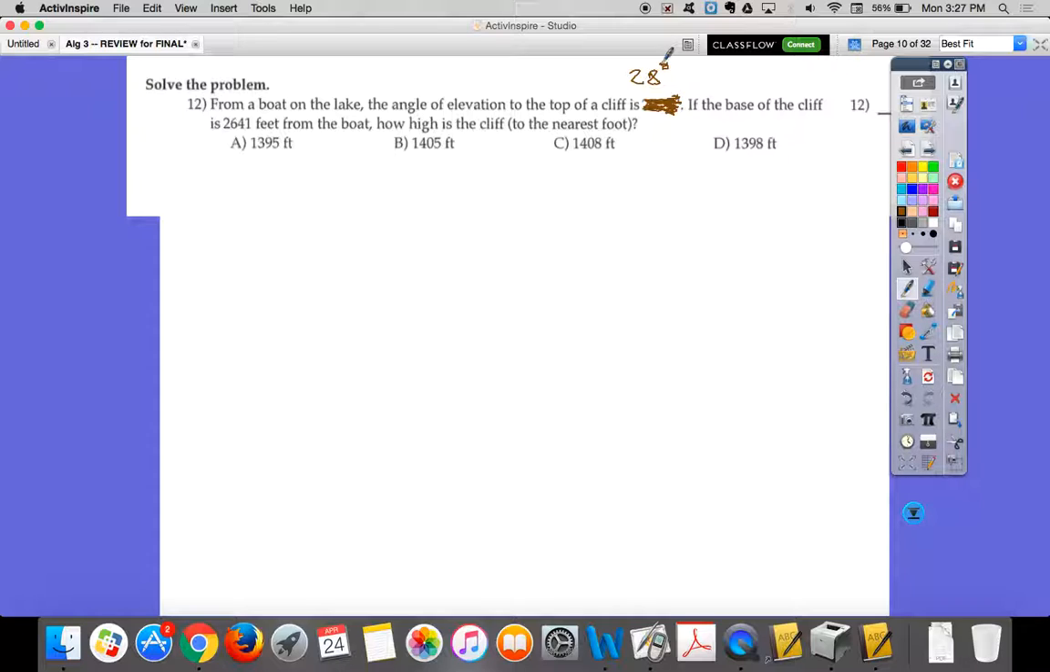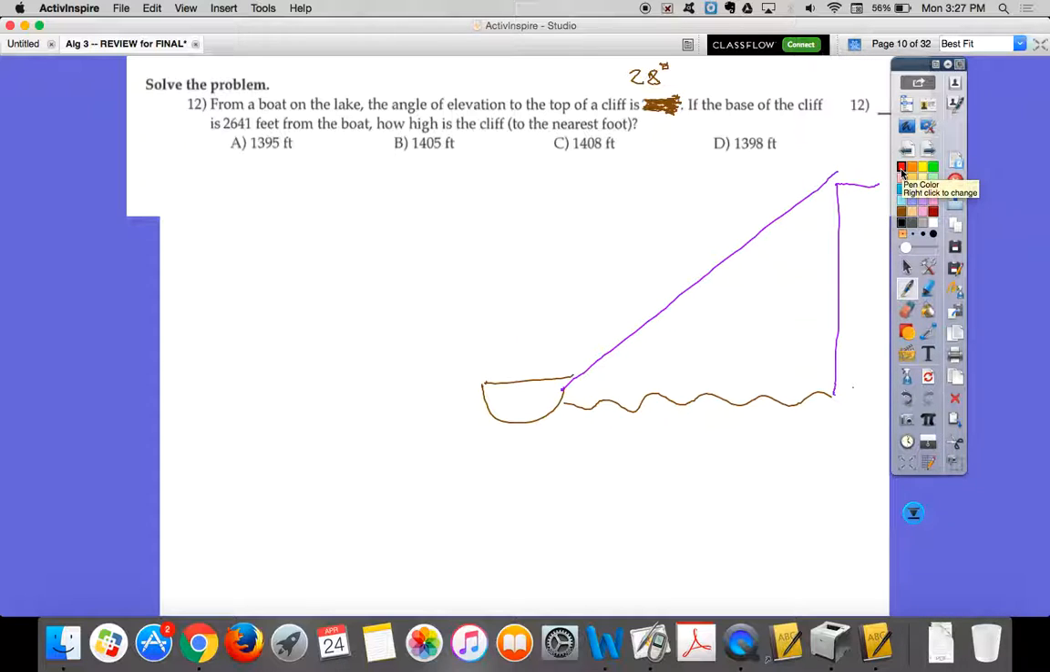So, here we go. From a boat on a lake. So we've got a lake. Here's my water, and here's my boat. From this boat on a lake, the angle of elevation to the top of a cliff. So you're looking over to the side, and there's your cliff. And there we go. Angle of elevation is what's angling up. We're going to put 28 degrees here.